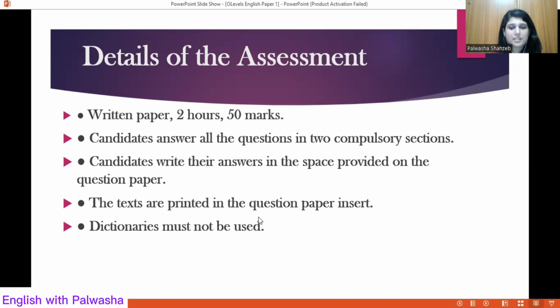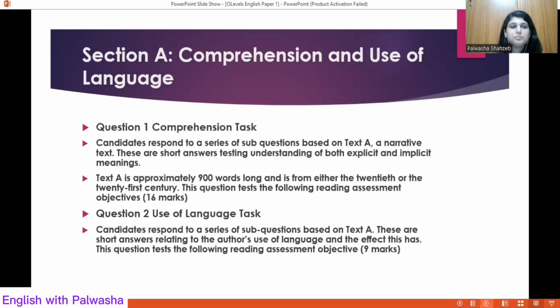The texts are printed in the question paper insert. Then there is an insert which has a whole written text from where you have to read, and then you have to write the answers on the question paper. Never write your answers on the insert. Keep this in your mind. Also, dictionaries must not be used. They are not even allowed.